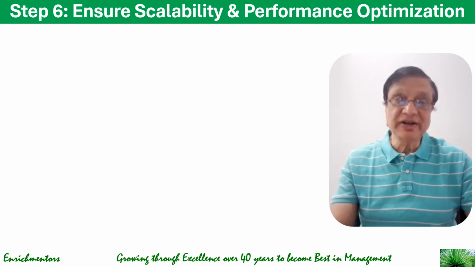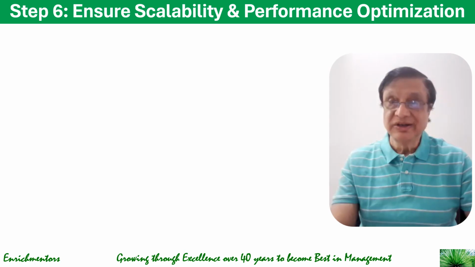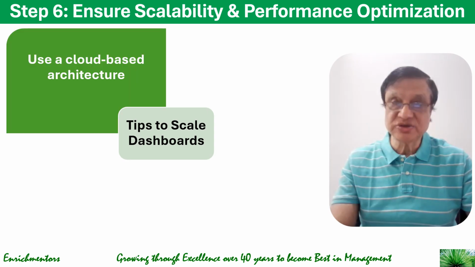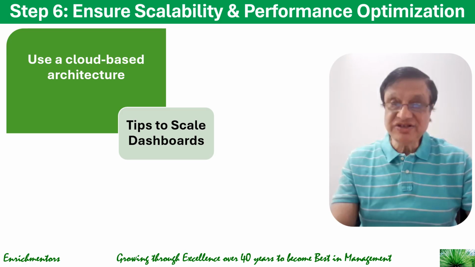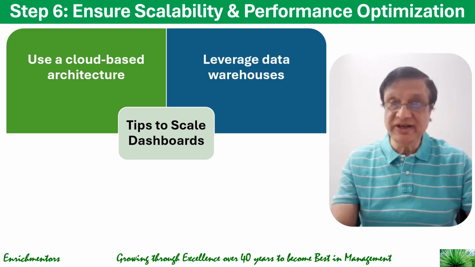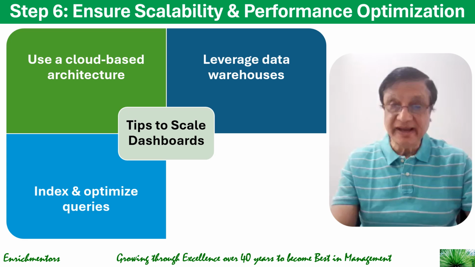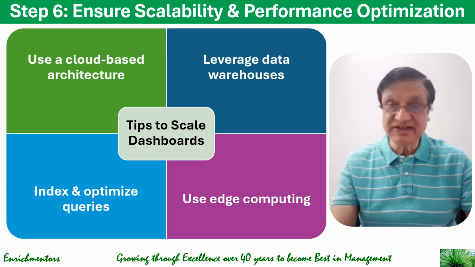Then you need to look at scalability and performance optimization, because as the data grows, dashboards must handle large scale real-time data processing efficiently. Now, what are the things that you can do to scale dashboards? First is to use a cloud-based architecture like AWS, Google Cloud, Azure. Then leverage data warehouses like Snowflake, BigQuery, Redshift for fast queries. Index and optimize queries, use caching and indexing for speed, and use edge computing to process data closer to the source for IoT and real-time analysis.